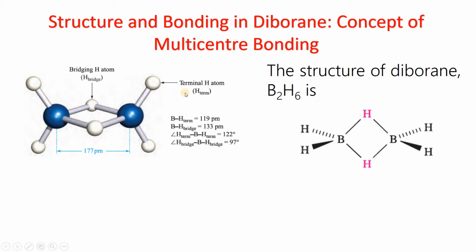The terminal hydrogen bond distance is 119 picometer. The bridging hydrogen bond distance, this one, is 133 picometer, which is significantly larger than the terminal bond length, which indicates the lack of electrons in the bridging bond. The terminal hydrogen-boron-terminal hydrogen bond angle, that is this one, is 122 degrees and this bond angle is 97 degrees.